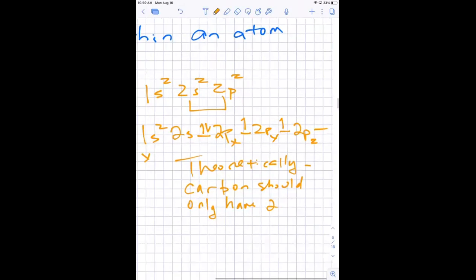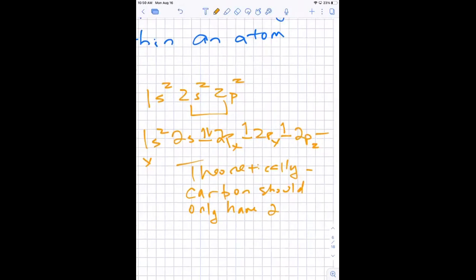All right, so I'm gonna write this down. All right, so it should only be able to make two bonds based on what we see. And based on the unpaired electrons in the valence shell, it should only be able to make two bonds. But we know that's not the case, right? Because at the very beginning, we said that carbon is able to make how many bonds? 4. Four.